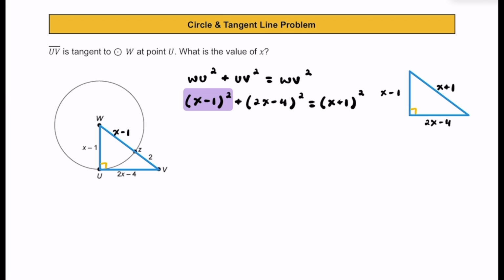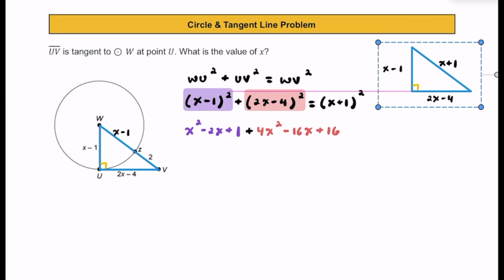Now if we expand this binomial, we're going to end up with x squared, and then it's going to be minus 2x, and it's going to be plus 1. So if you need to pause to FOIL that out or distribute it out, feel free to do that. Now for this next part, if we multiply this out, this is going to be 4x squared, and then I believe it's going to be minus 16x, and then this minus 4 squared is going to be plus 16 here. Now just for the sake of space, I'm going to move this up so we have a little bit more space.